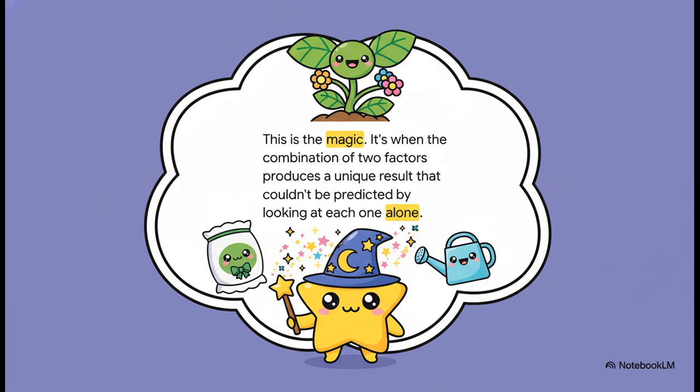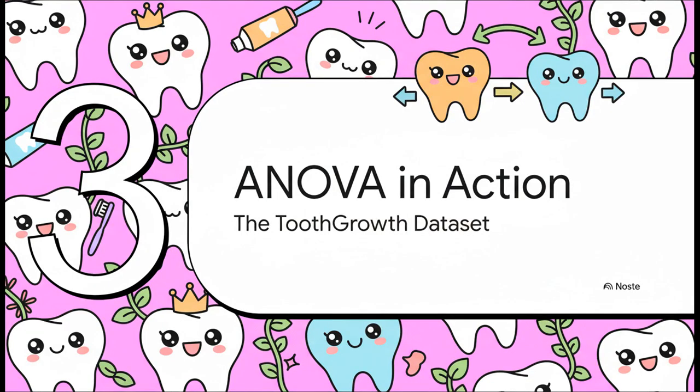It's how you discover that, say, fertilizer X is a super fertilizer, but only when you water the plants daily. If you water them weekly, it's useless. That's an interaction. All right, that's enough theory for now. Let's see how this actually works in the real world. We're going to walk through a classic example using a really well-known data set called tooth growth.